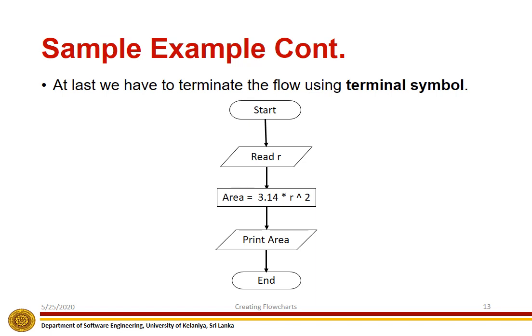Start and end use the terminal symbol, rounded rectangles, and the input read r and the output print area use the input output symbol, the parallelogram, and the process uses the process symbol, the rectangle. This is a very simple example. You can see it very clearly and it is easy to understand.